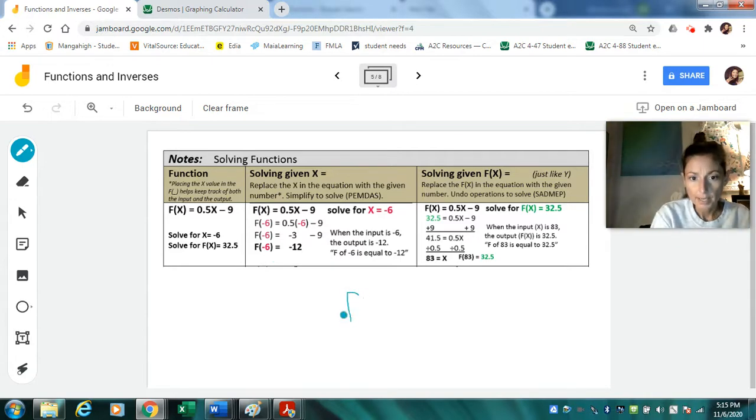I'll write that out, f, and then "of" is the word that we use, and that's the parentheses part. Now, when we are solving, when it says f of x equals, that means we replace all of f of x with that number, and then we solve for x. It's just like saying y equals this, and then you replace y. And then you're just using order of operations backwards, and when you get your solution, you plug that in where the x goes, so 83 is the x in this function, and the answer is 32.5. So it's just taking this and replacing your x with 83.